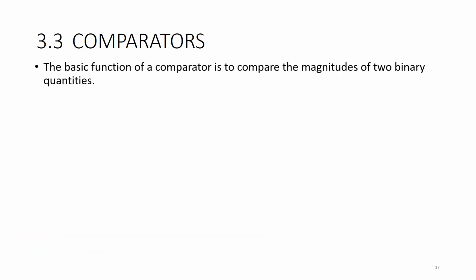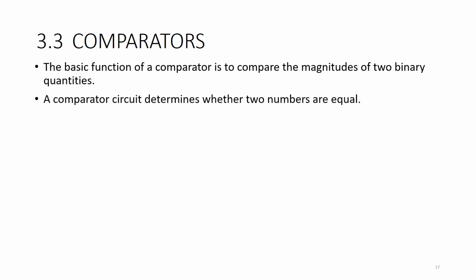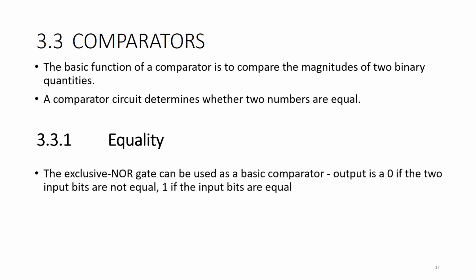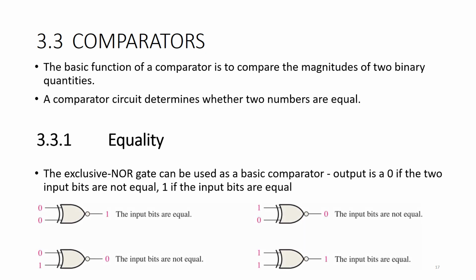Comparators. So the basic function of a comparator is to compare the magnitudes of two binary quantities. It determines whether two numbers are equal or not. An exclusive NOR gate can be used as a basic comparator because the output is 0 if the two input bits are not equal and 1 if the two input bits are equal, as shown here.